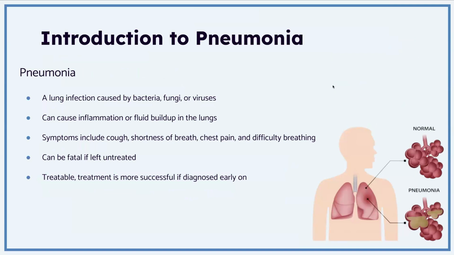So our project is creating an AI to detect pneumonia. As a brief introduction, pneumonia is a lung infection that can be caused by bacteria, fungi, or viruses. It causes inflammation and buildup within the lungs, and some symptoms include cough, shortness of breath, chest pain, and difficulty breathing. It can be fatal if left untreated, and it is treatable, and treatment is more successful if diagnosed early on.